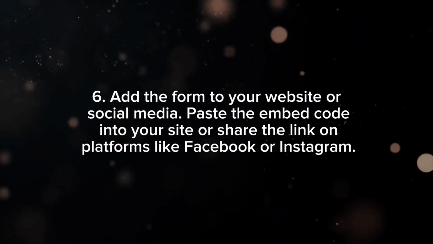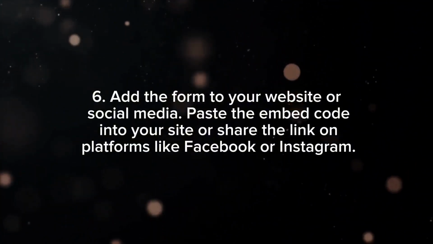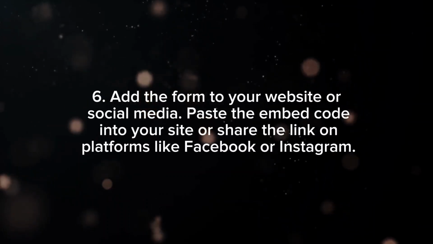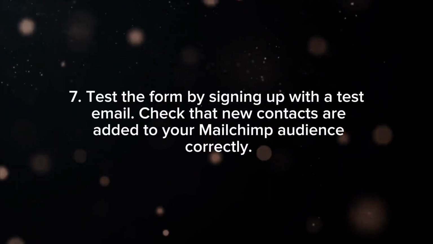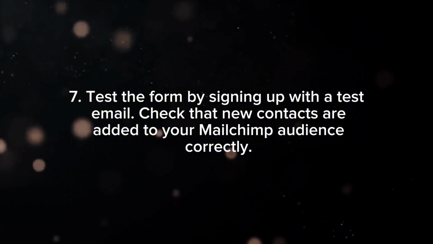6. Add the form to your website or social media. Paste the embed code into your site or share the link on platforms like Facebook or Instagram. 7. Test the form by signing up with a test email. Check that new contacts are added to your Mailchimp audience correctly.